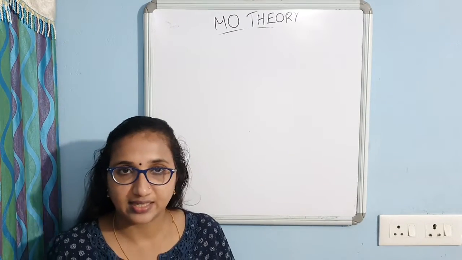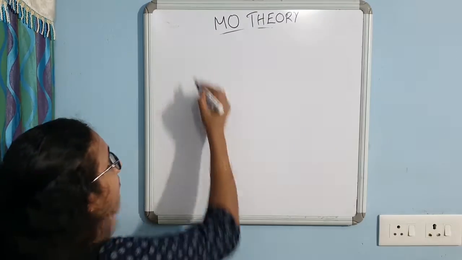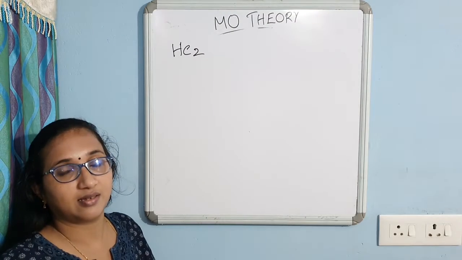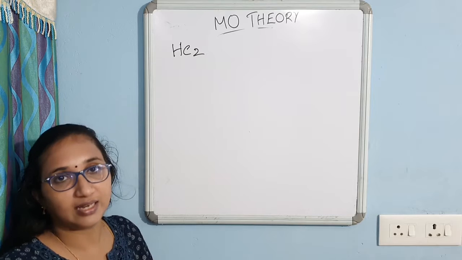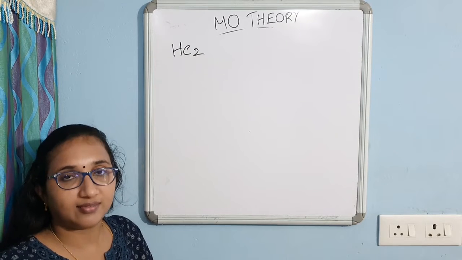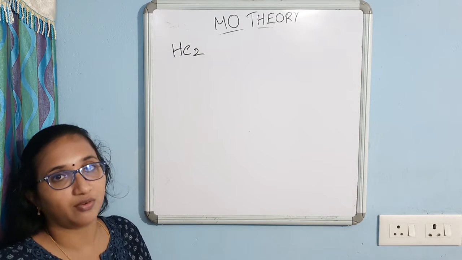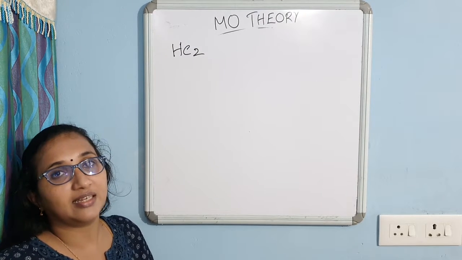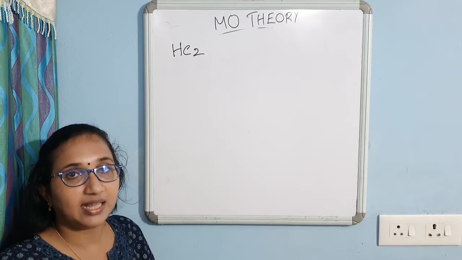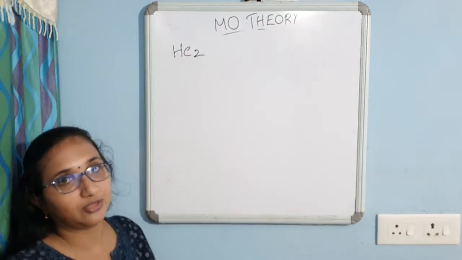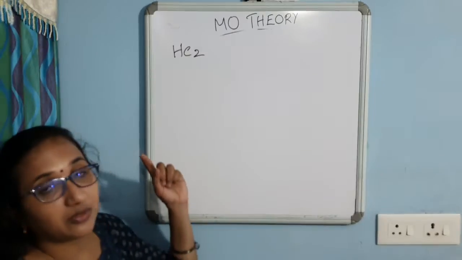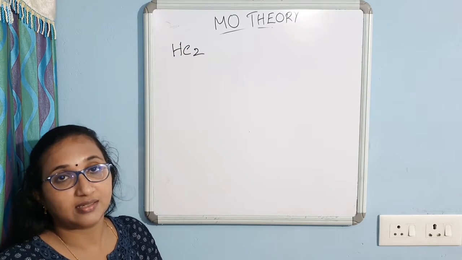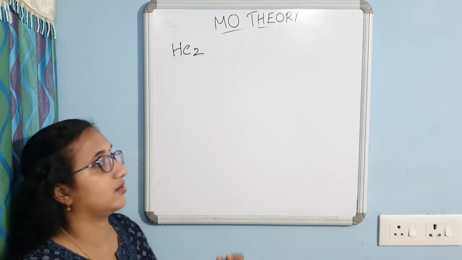Next we can take the example helium molecule. We know helium molecule does not exist, because helium is a noble gas, and noble gases have complete octet configuration, or their valence configuration is complete and they need not combine, so they exist in the monoatomic state only. Still, using MO theory we can illustrate this concept, that is, helium molecule does not exist.